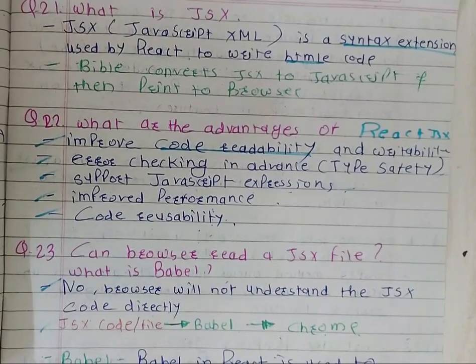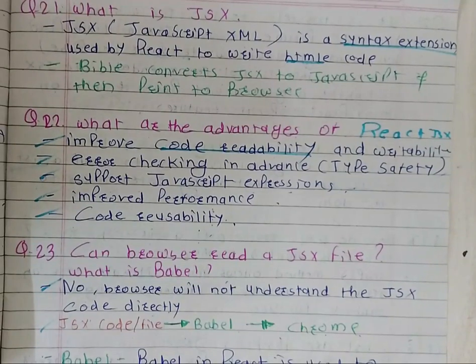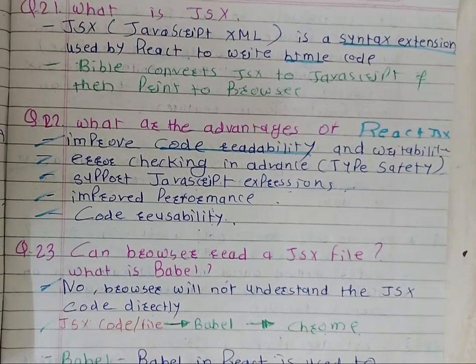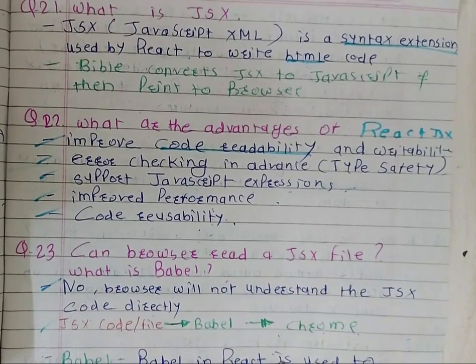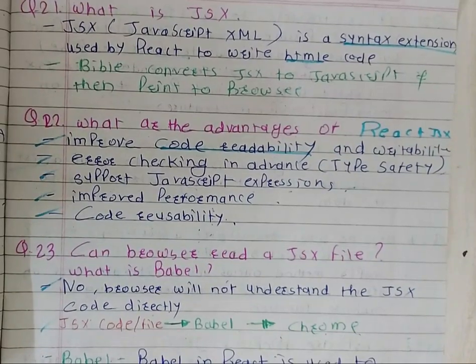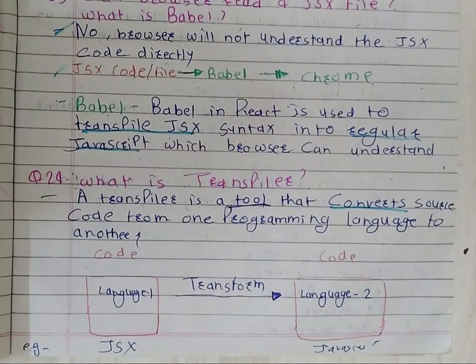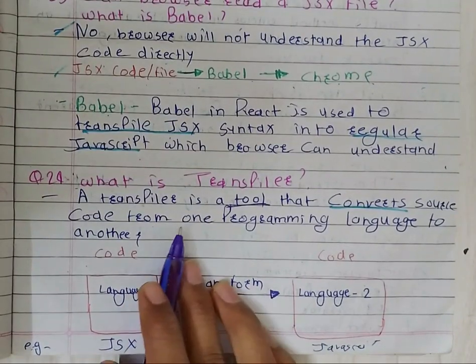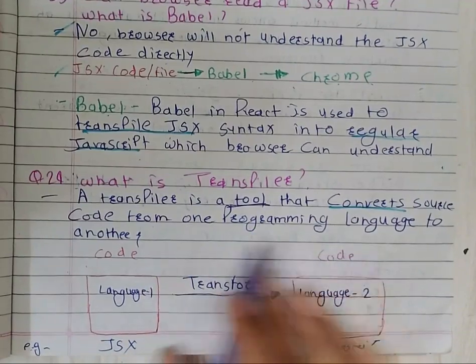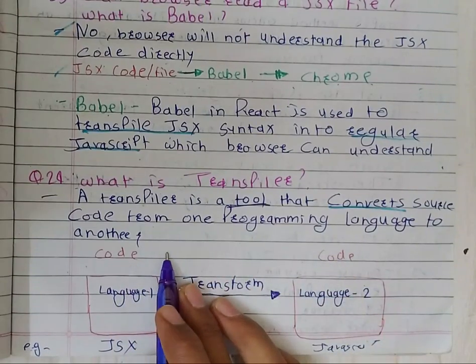Babel is used in React JS to transpile the JSX syntax into regular JavaScript. It is basically a transcompiler, which converts our JSX code into pure JavaScript, which the browser can understand. Then the next question is, what is a transpiler? A transpiler is a tool that converts source code from one programming language to another programming language.